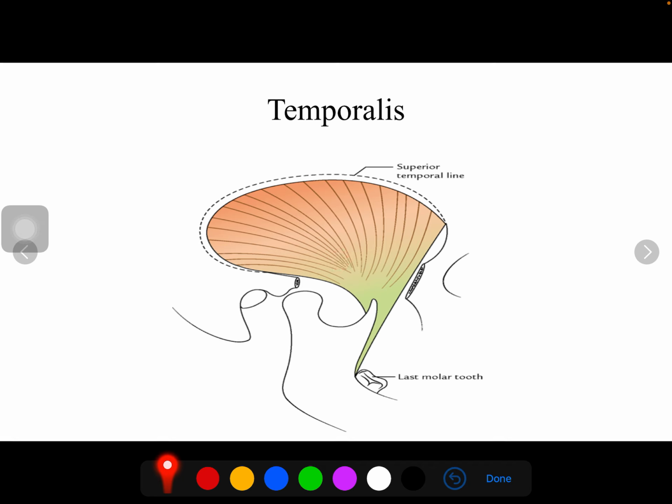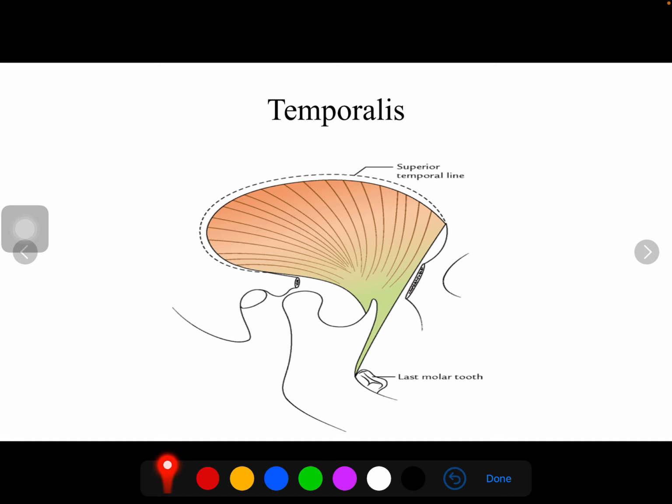The next one, insertion of the temporalis muscle. The tendon of temporalis is inserted into the medial surface and the anterior margin of the coronoid process and the anterior margin of the ramus of the mandible. Then action: the anterior vertical fibers and the middle fibers cause elevation of the mandible, helping in the closure of the mouth. The posterior horizontal fibers are responsible for retraction of the protruded mandible.